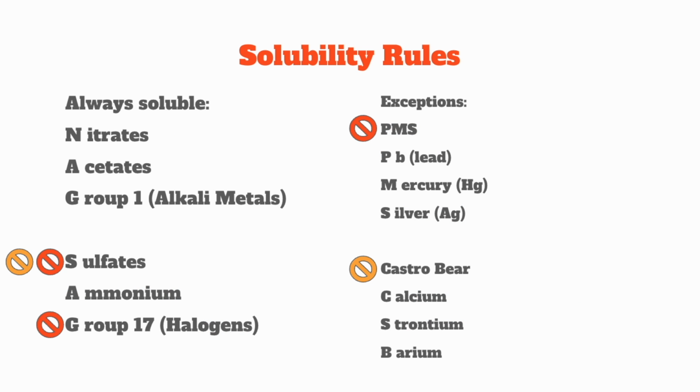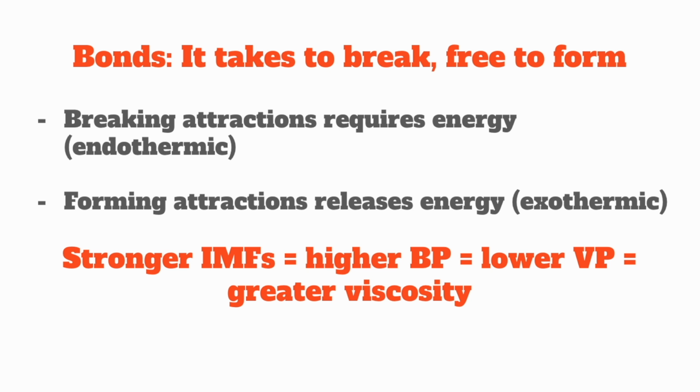Here are the solubility rules. So NAG SAG are always soluble: nitrates, acetates, group 1, sulfates, ammonium, and group 17. The exceptions for group 17 are PMS, so lead, mercury, and silver, and for sulfates, Castrobare: calcium, strontium, and barium. Remember that breaking attractions requires energy, and that's an endothermic process, and forming attractions releases energy, which is exothermic. Stronger intermolecular forces make for a higher boiling point, a lower vapor pressure, and a greater viscosity.